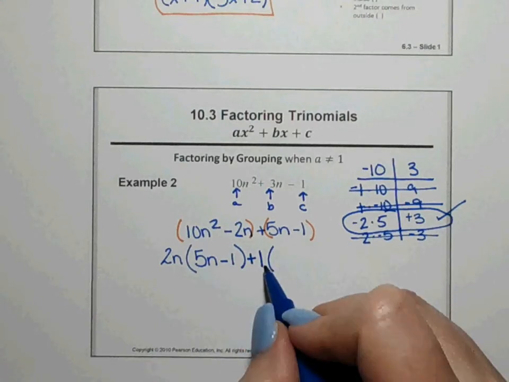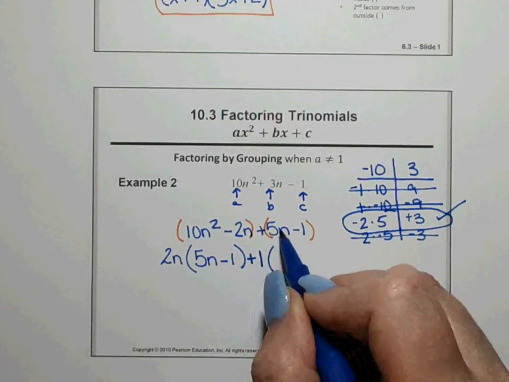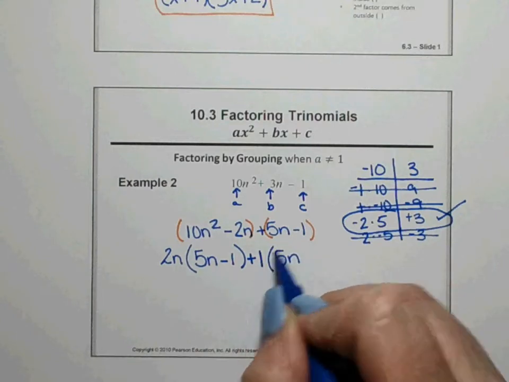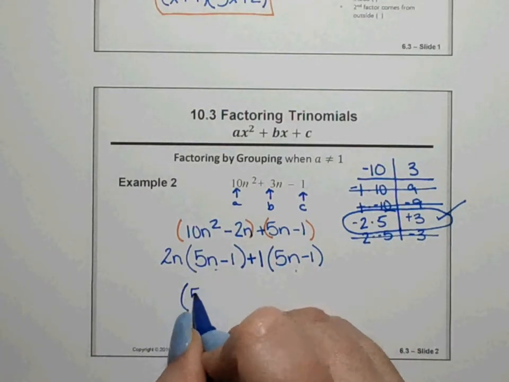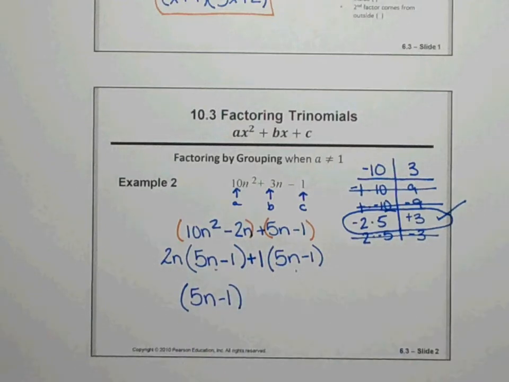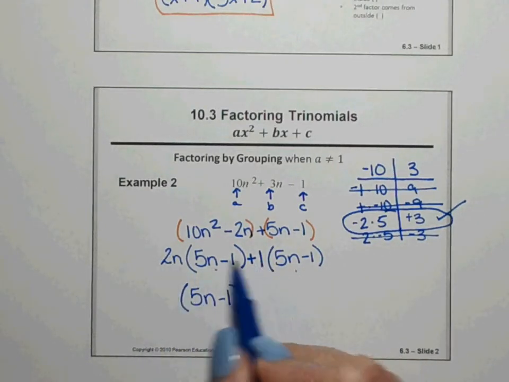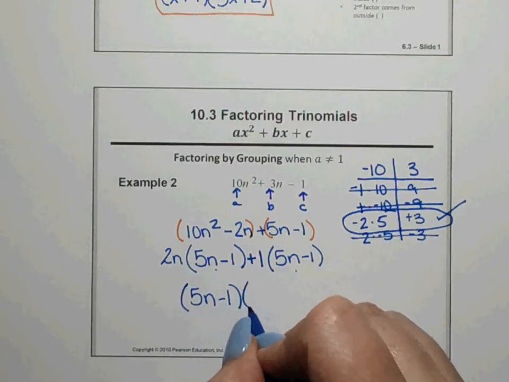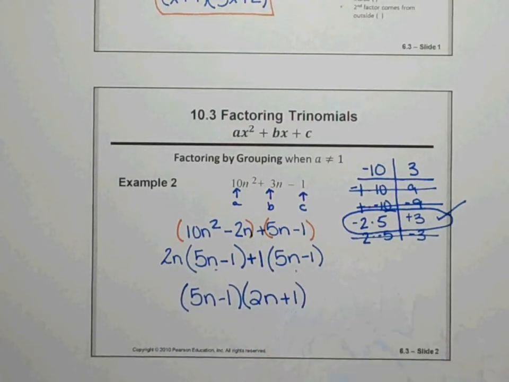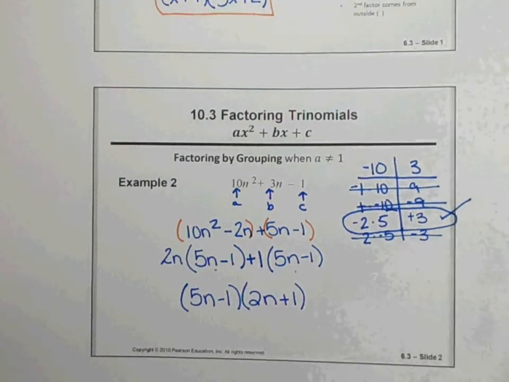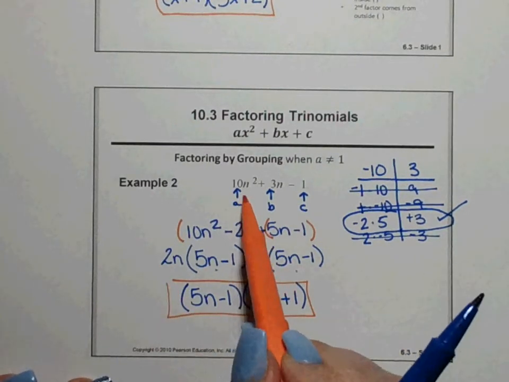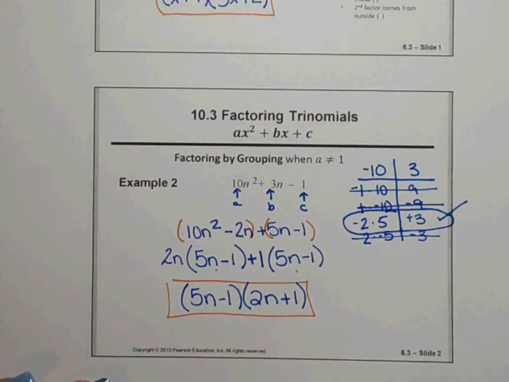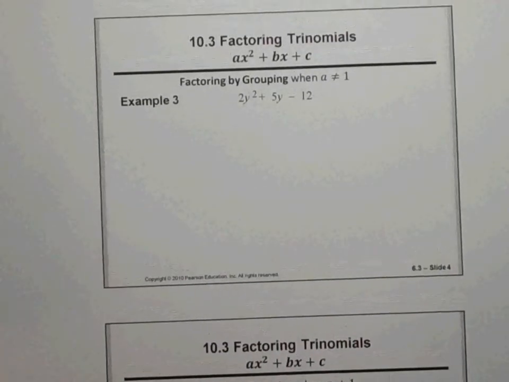Open my parentheses, so that means that I'm going to have to multiply this 1 by 5n to get 5n, and multiply that 1 by a negative 1 to get negative 1. So these two are matchers, which is perfect. That's what we want. That is my first factored term. And the second set of factors comes from what's outside the parentheses. That's 2n plus 1. And that is my factored trinomial that we started with here. This is what it looks like in factored version. Alright, let's go to the next example.